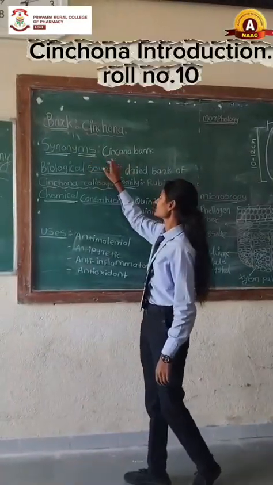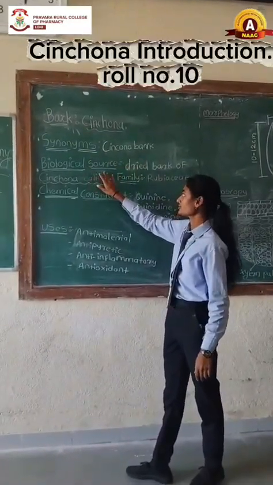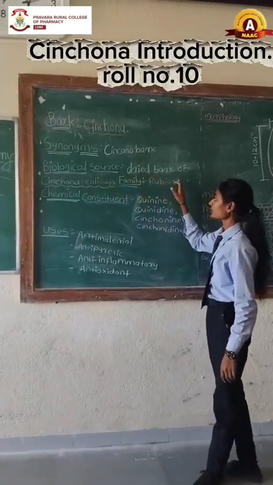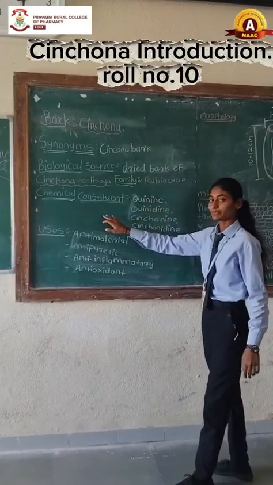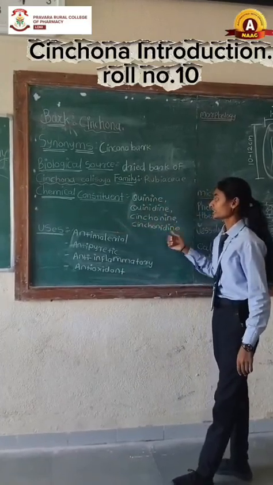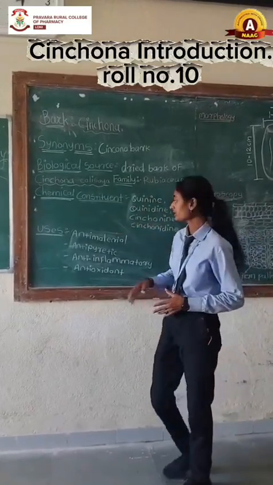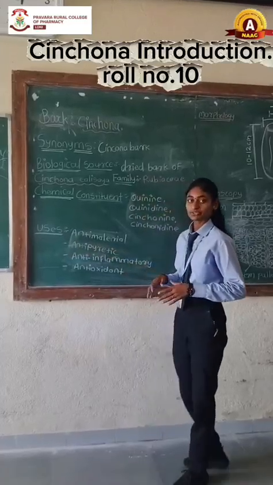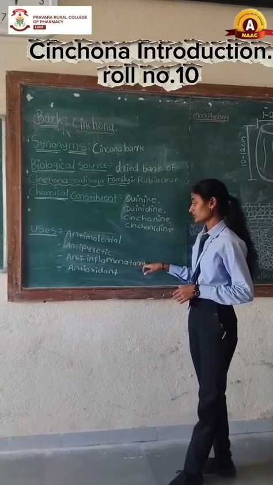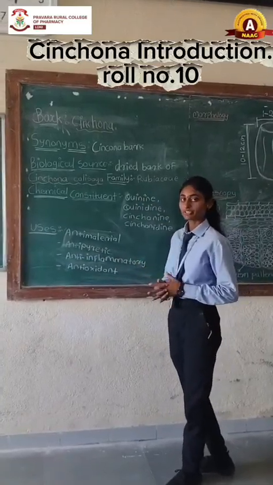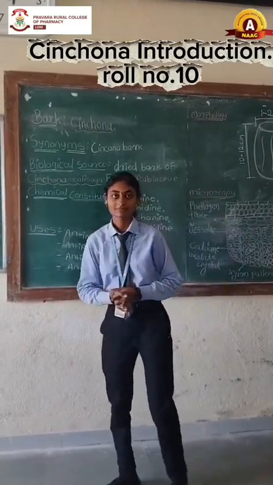Cinchona bark, synonym cinchona bark. The biological source of cinchona is the dried bark of Cinchona calisaya, which belongs to the family Rubiaceae. Chemical constituents: quinine, quinidine, cinchonine and cinchonidine. Uses: anti-malarial, used in the treatment of malaria; antipyretic, reduces fever; anti-inflammatory, reduces inflammation; and antioxidant.